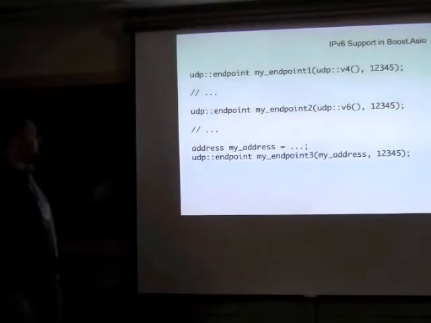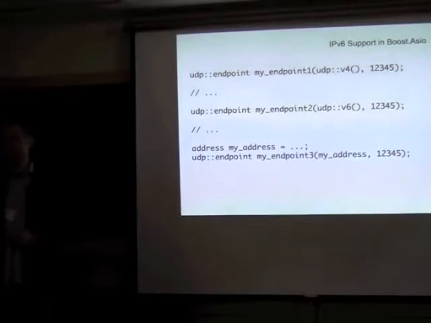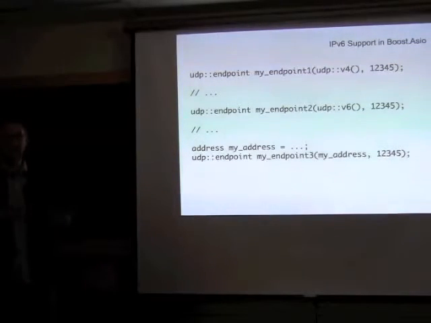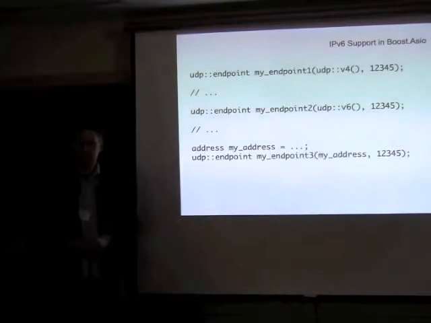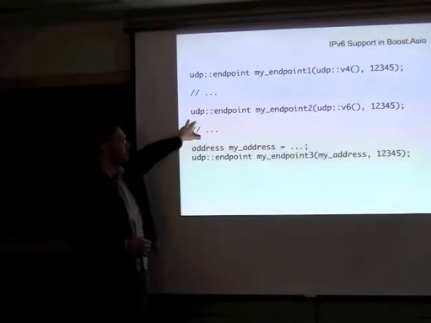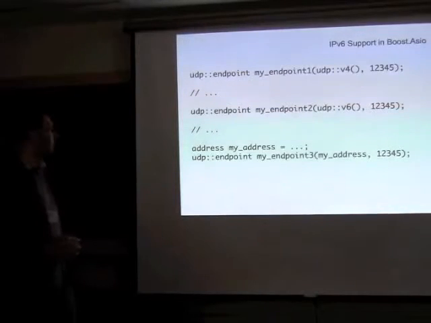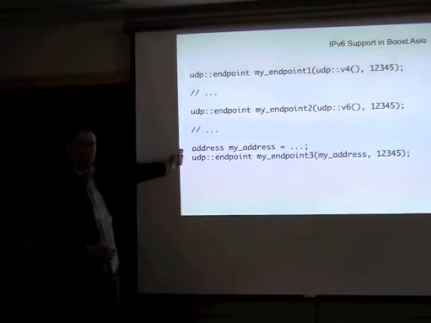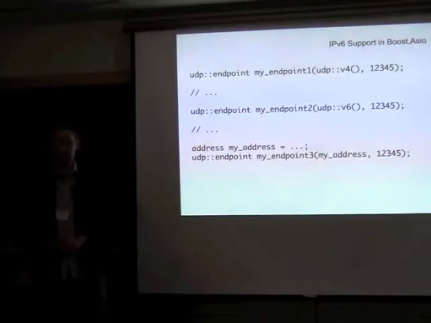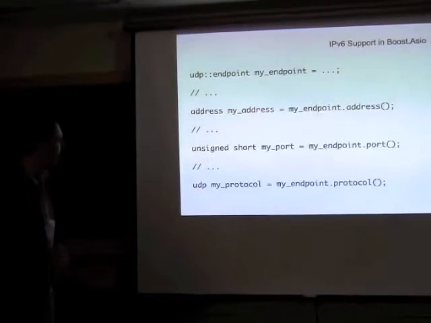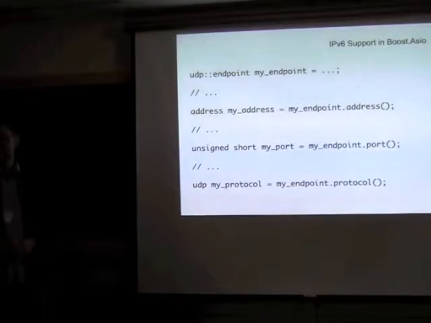Now, there are several ways to construct an endpoint. If you want to specify a listening endpoint, so an endpoint that is listening on the any address of your local system, then you can do that by saying explicitly, I'm creating one for IP version 4 or for IP version 6, as shown in the top two lines here, and they're both using the same port number. Alternatively, if you've already obtained your protocol independent address object from somewhere, you can construct the endpoint in that way. And if you need to get the elements back out again, then there are accessor functions that you can use.